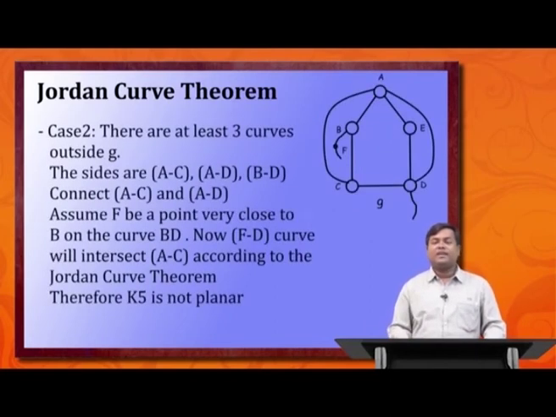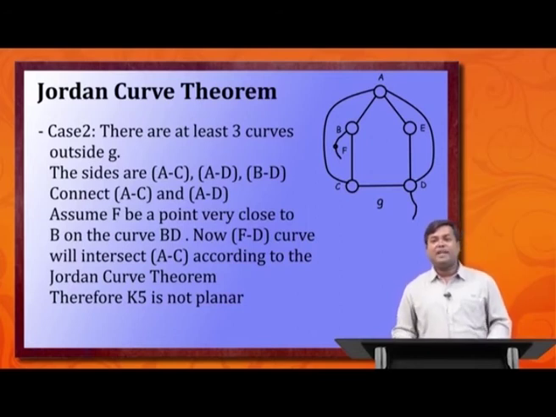Similarly for case 2, we can do the same thing. In case 2 we have considered all the 3 edges AC, AD and BD drawn through the outside region. So initially we have connected AC and AD, and we have considered a point F which is very close to B, and now if we connect F and D, by the similar argument we can say that this particular FD Jordan curve also will intersect the AC Jordan curve, right? So even for case 2, we can say that it has some kind of edge crossing.